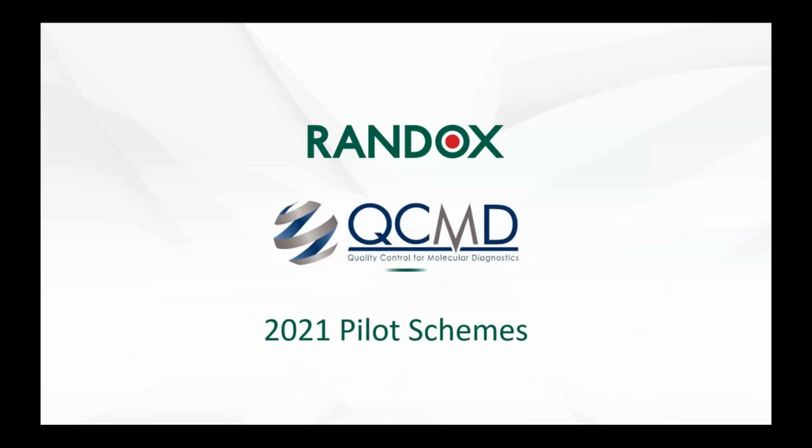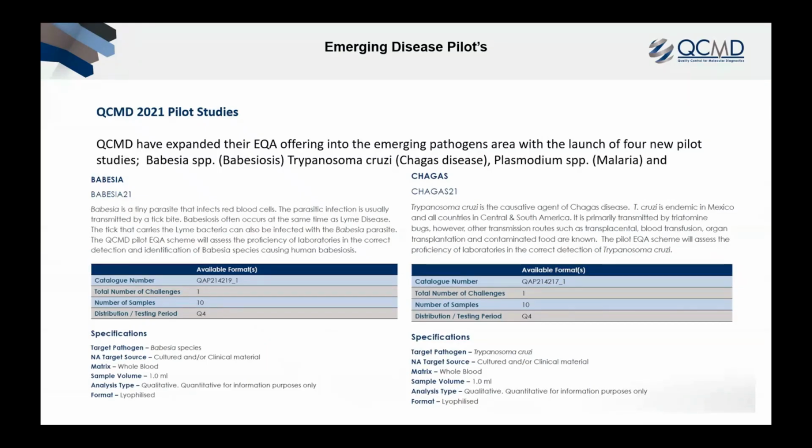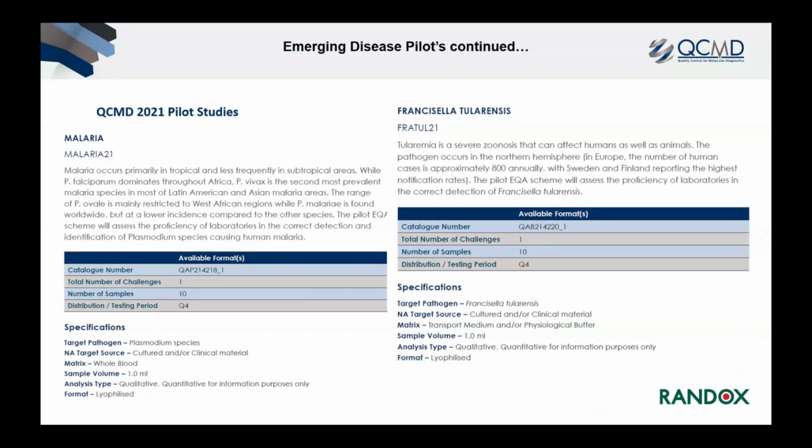Okay, so just a quick look at the pilot schemes. The first pilot schemes that we're going to look at here are the emerging disease pilots. We've got 4 in total. The first one you'll see on the screen is for Babesia. Then we have a scheme for Chagas. Chagas is a big problem in Central and South America currently. Then we have a scheme for malaria. Malaria is a huge problem in the tropical and subtropical areas of the globe. And then finally, we have a new scheme for Francisella tularensis.